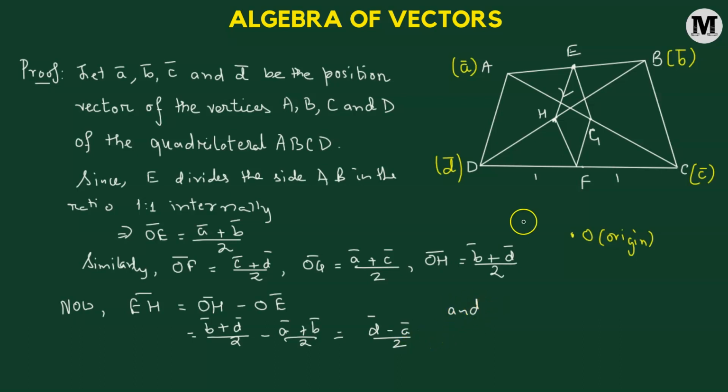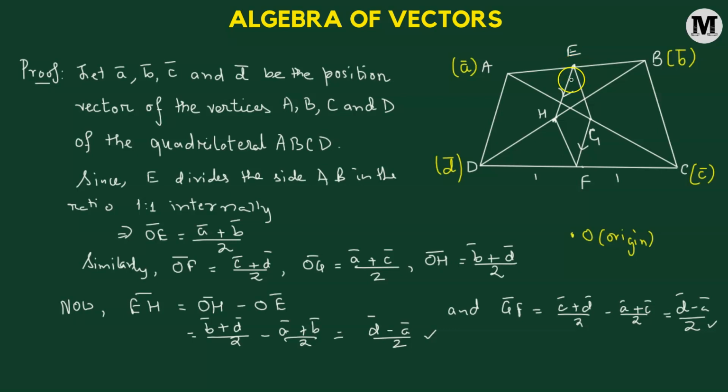And we will try to find out the vector GF going from G to F. So GF vector is going to be OF vector minus OG vector. So OF vector is C vector plus D vector over 2 minus OG vector. So OG vector is going to be A vector plus C vector divided by 2. When you subtract it, we're going to get D vector minus A vector over 2. Now clearly we see that EH vector equals GF vector.